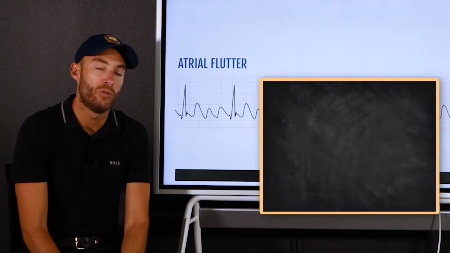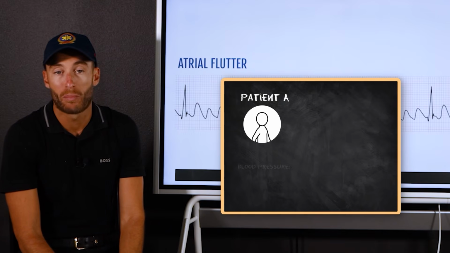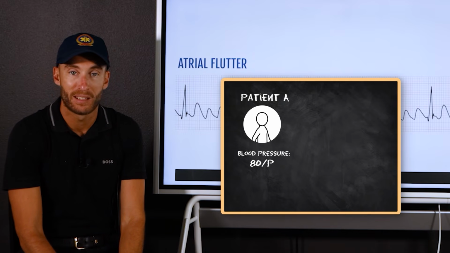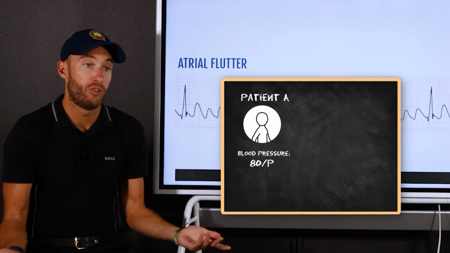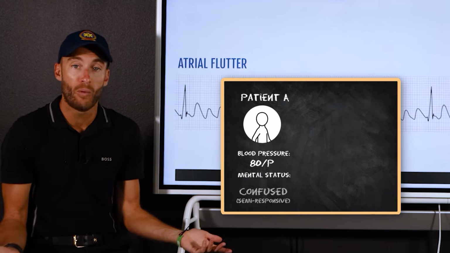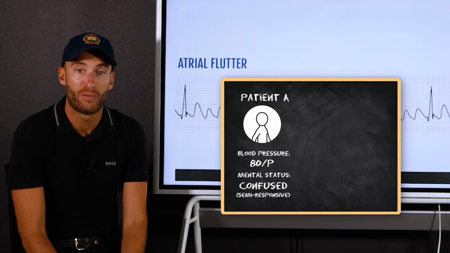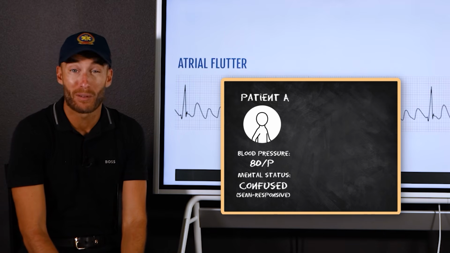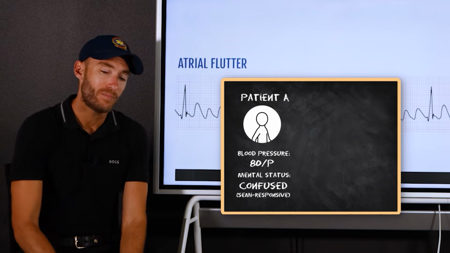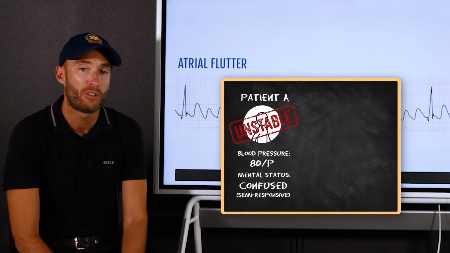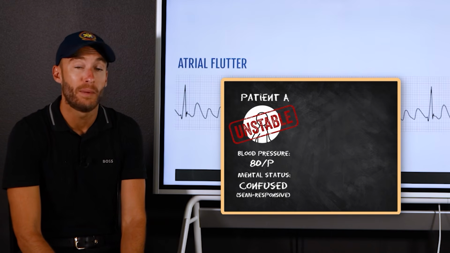If I told you that their systolic blood pressure was in the 80s, the mid 80s, and I told you the patient was normally GCS 15, A and O times 4, but now the patient's confused and semi-responsive. Is that patient stable or unstable? He's unstable because of his blood pressure and his mental status.